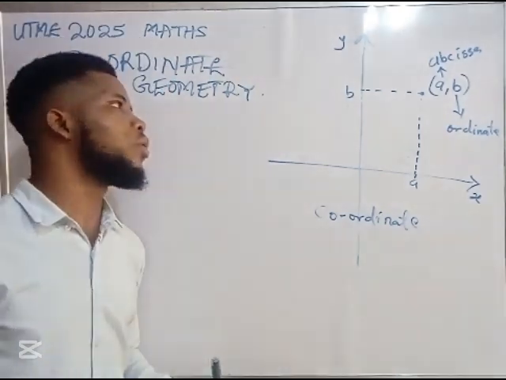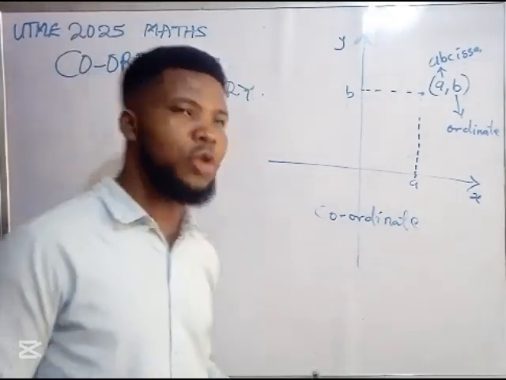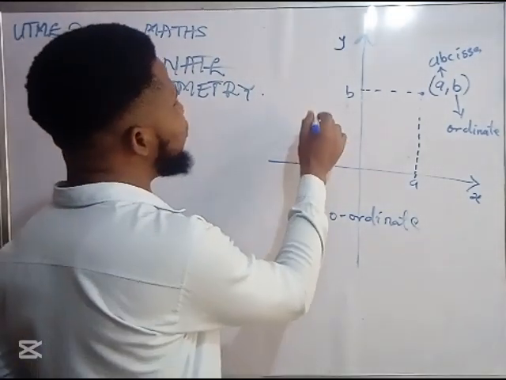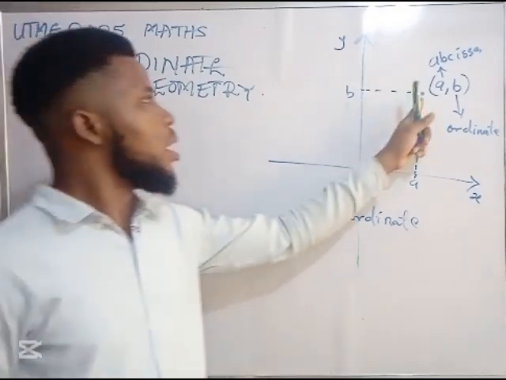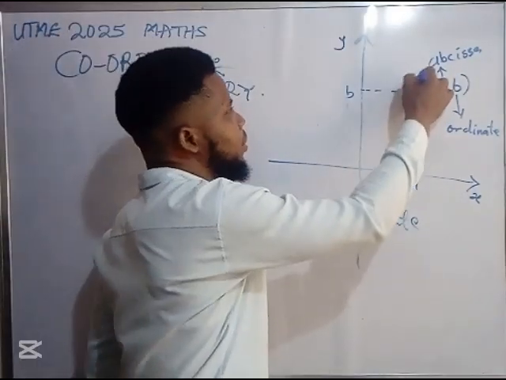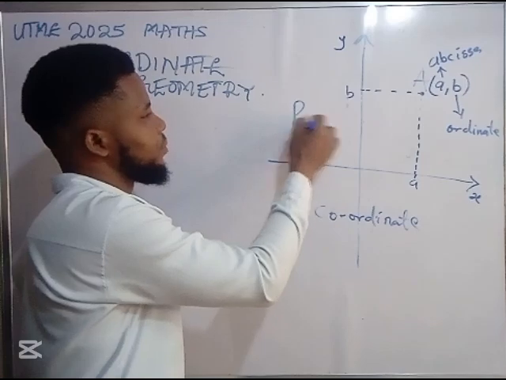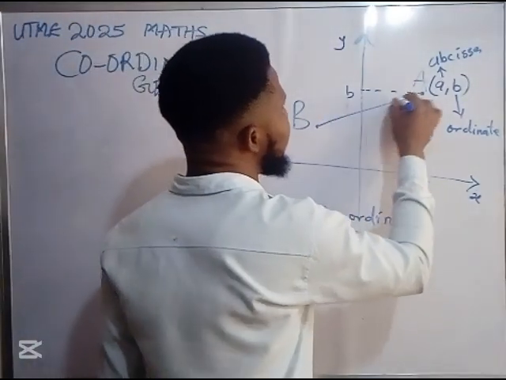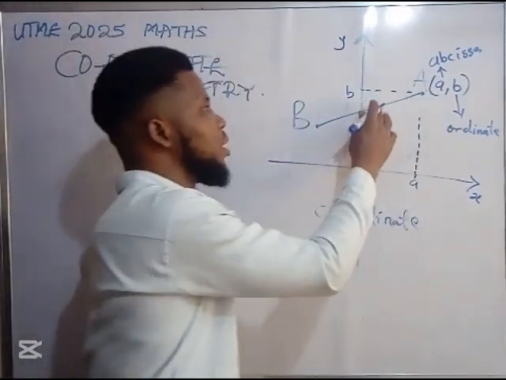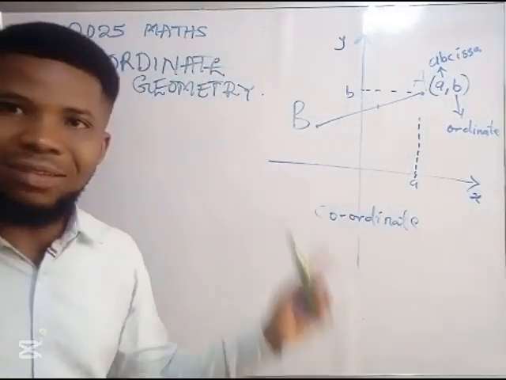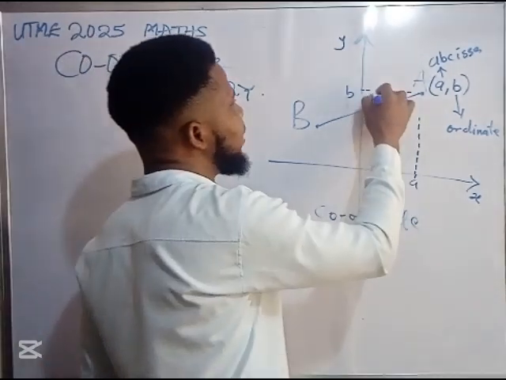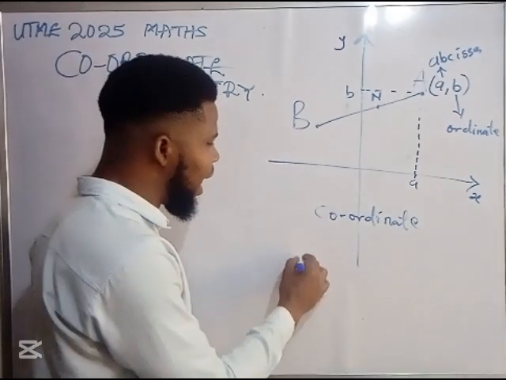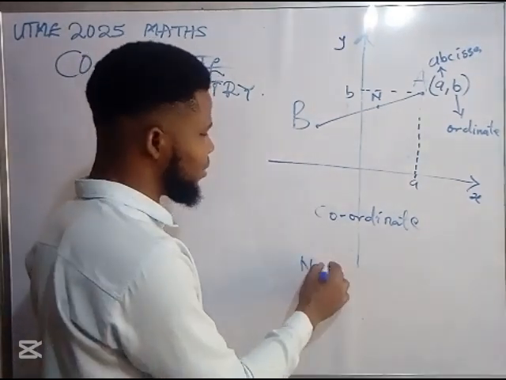Alright? So the other thing you need to know about coordinate geometry is that if we decide to have 2 points, let's say you have a point here called A and another point called B. Now, between A and B, there is always a center that can be determined. Now, that center coordinate, let's call it N. N is the center between A and B.